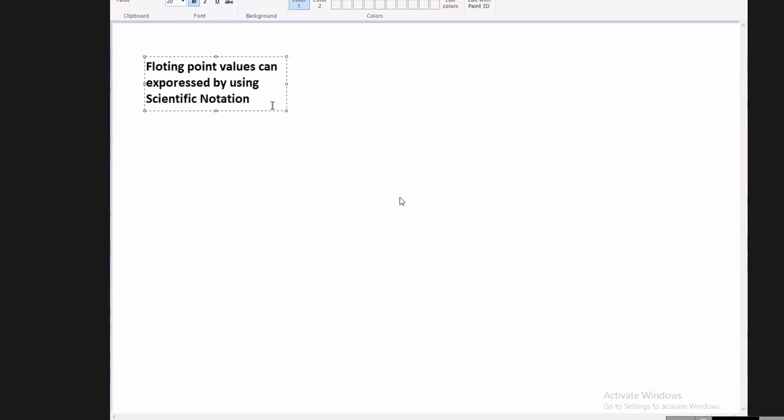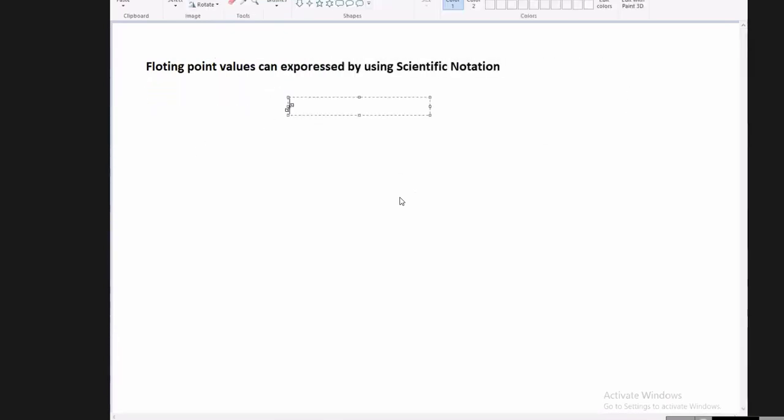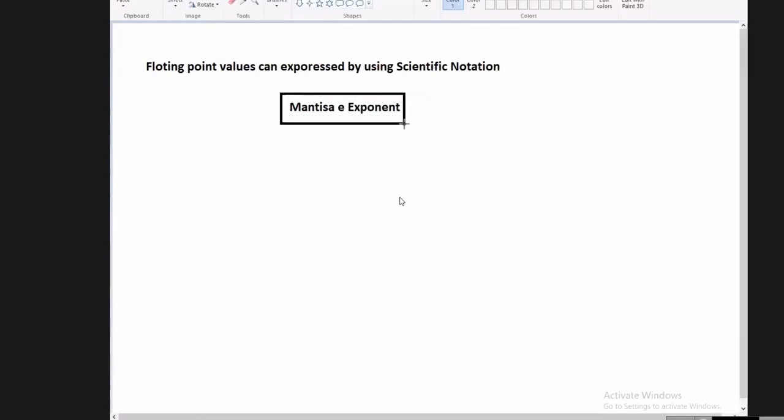What is the scientific notation here? I say mantissa. Listen, mantissa. No need to have previous knowledge. Mantissa, E, exponent. I'm writing here: exponent. This is one more way of writing the floating point value.